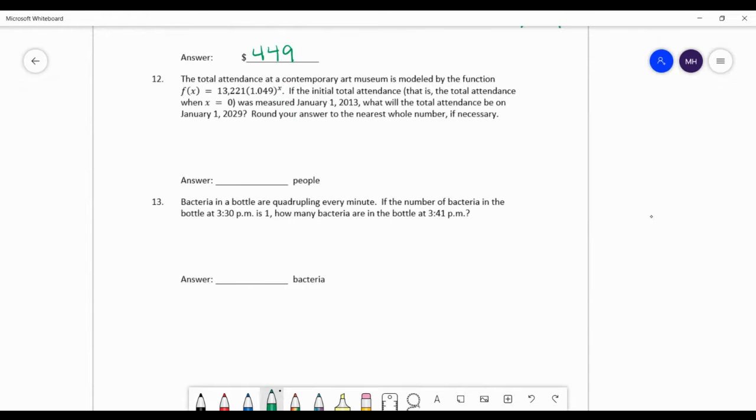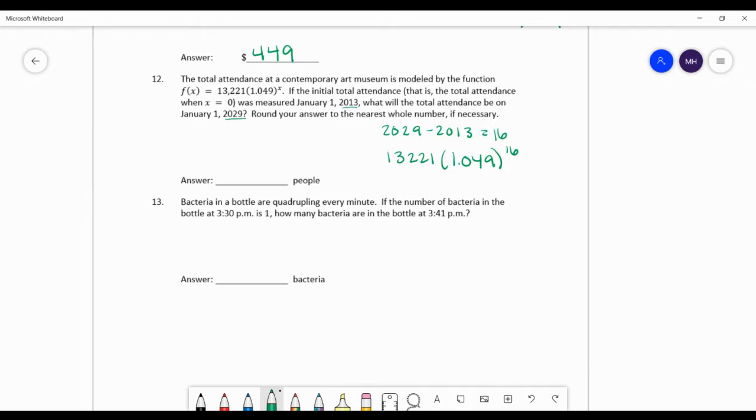All right, number 12. The total attendance at a contemporary art museum is modeled by the function, here we go. If the initial total attendance was measured January 1st, 2013, what is the total attendance on January 1st, 2029? Okay, so this problem gives us the function. We just need to figure out how many years have passed from 2029 to 2013. And that'll be 16 years. So that's what we need to plug in for x. All right, this represents growth, so we're expecting an answer bigger than our initial population there.